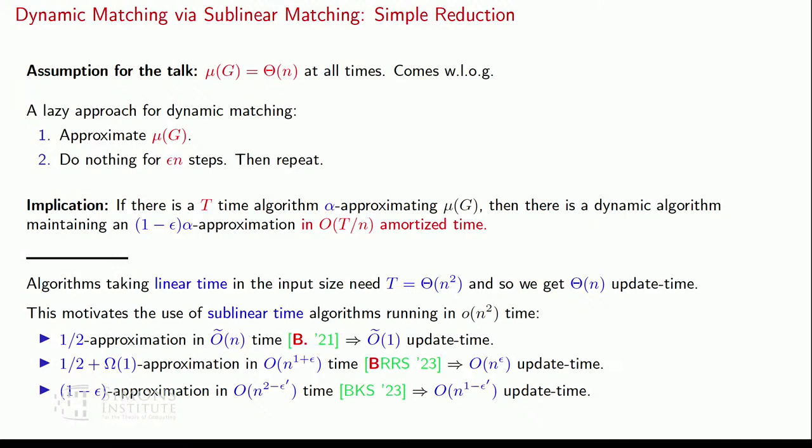Any questions? Yeah, just a stupid question. Is it t over epsilon n? Yeah, I'm hiding epsilon dependencies. Okay. Are all your results amortized? No, all of these can be de-amortized. Yeah, there is a funny trick. We can spread the computation.